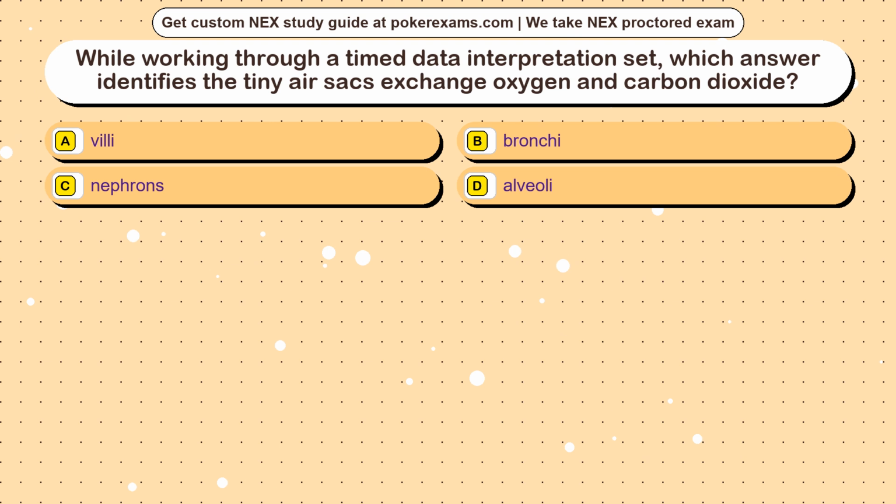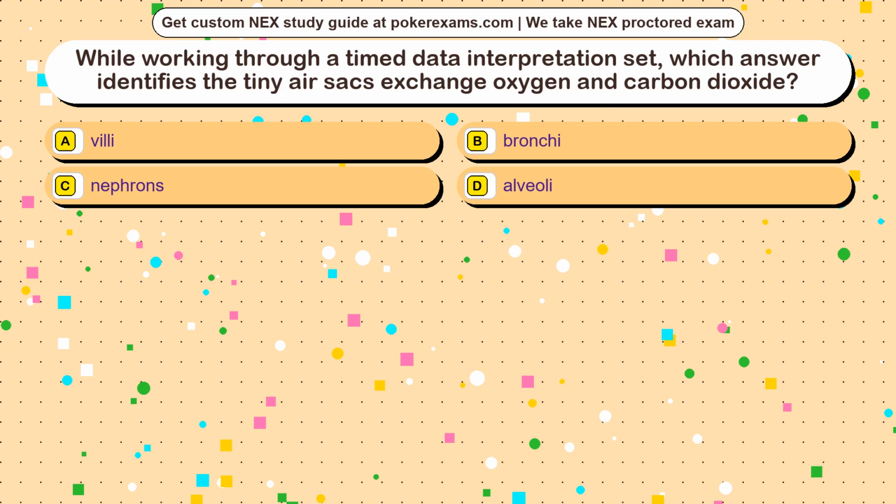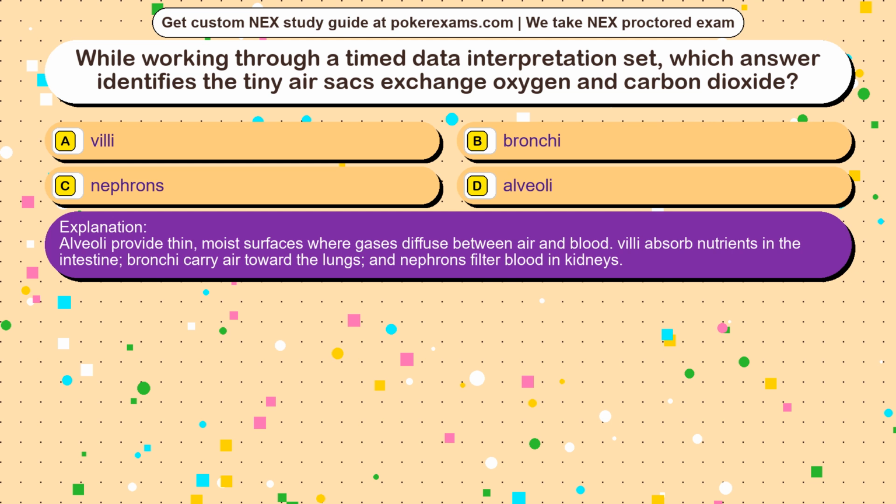Question 8. While working through a timed data interpretation set, which answer identifies the tiny air sacs that exchange oxygen and carbon dioxide? Option A, villi. Option B, bronchi. Option C, nephrons. Option D, alveoli. The correct answer is option. Alveoli provide thin, moist surfaces where gases diffuse between air and blood. Villi absorb nutrients in the intestine, bronchi carry air toward the lungs, and nephrons filter blood in kidneys.